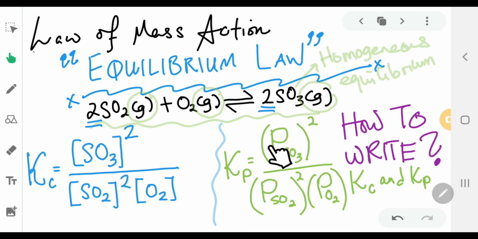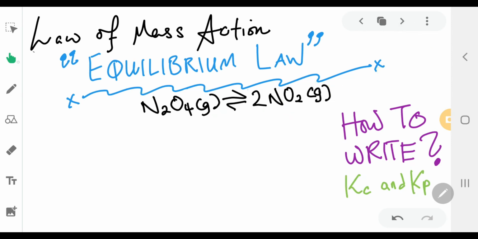But for pressure, we're going to use P, and then we're going to use round brackets. So do not mix that up. Square bracket is for your concentration, and this is how you're going to write for your pressure. Let's have a try at another example.